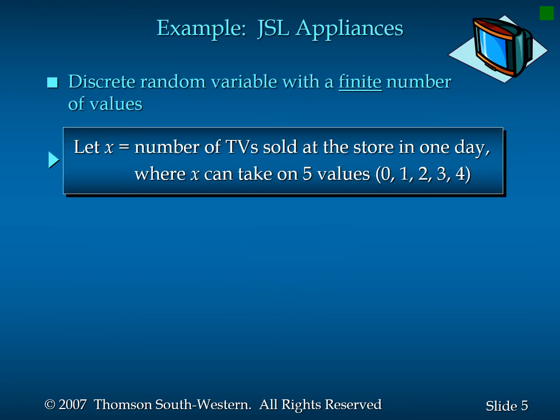So in this discrete example, we're going to let x represent the number of TVs that were sold at a store on any given day. In the example, they did the study, I believe, over 200 days, and they figured out that x could take on values of 0, 1, 2, 3, or 4 TVs sold on any given day. This is based on just observing exactly what's going on each day in the store. And in a moment, I'm going to show you what the distribution looks like.